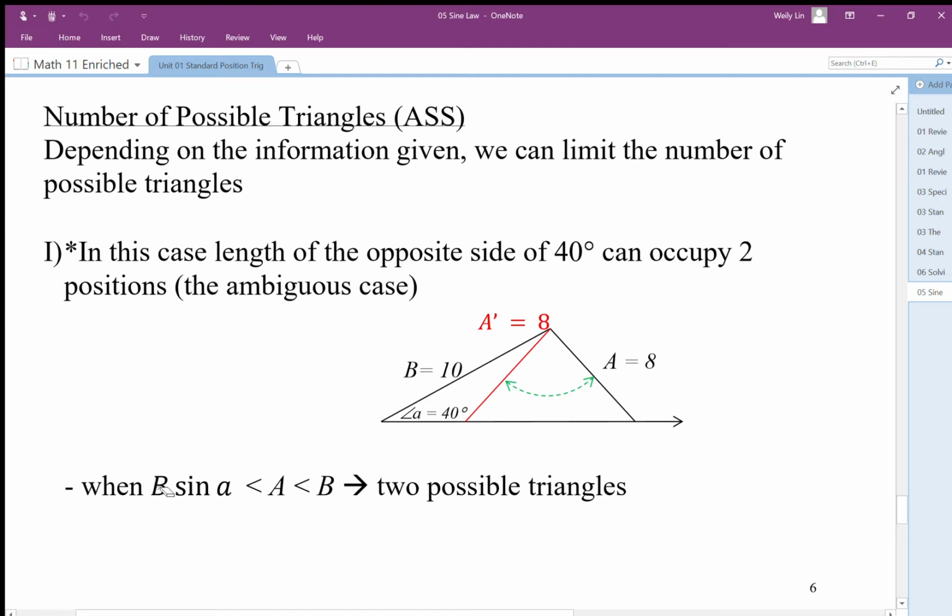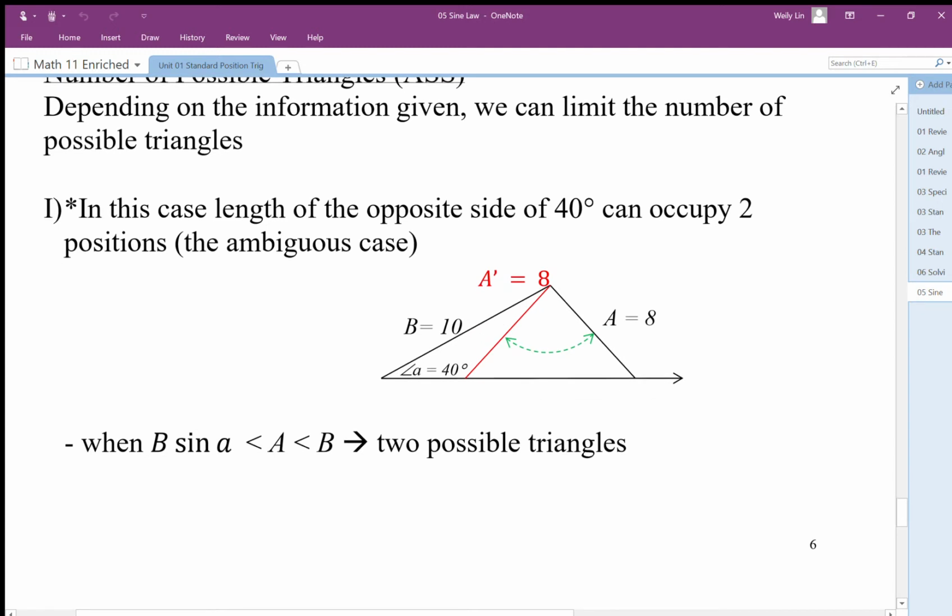The test is, and you don't need to really remember this, but this is a formal test where we just say that b sine A is less than a. So we know that the length of this b sine A, which is going to be the vertical length here, is going to be shorter than a and shorter than b. So this is the case here.